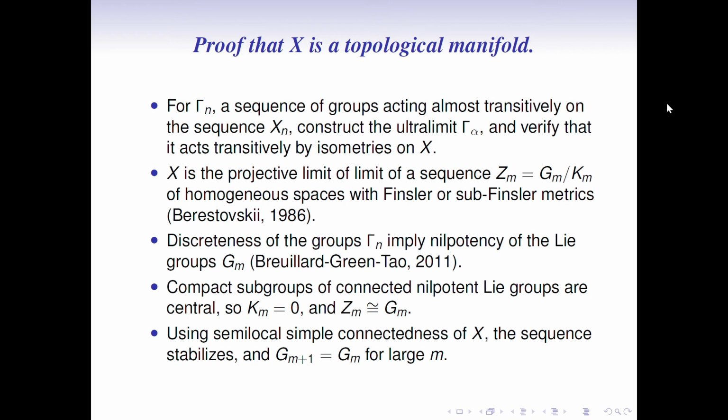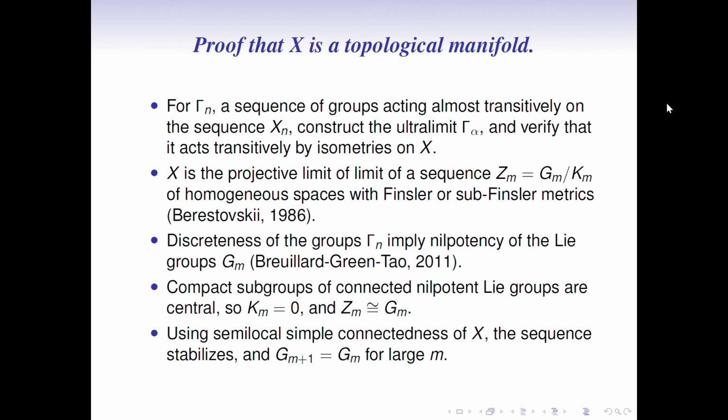In the 80s and 90s, Valery Berestovskii developed some general theory of locally compact homogeneous length spaces. In particular, he showed that X is the projective limit of a sequence of the form Gm over Km, where Gm is a Lie group, Km is a compact subgroup, and the quotient is equipped with a Finsler or sub-Finsler metric. The convergence of these quotients to the space X is way stronger than pointed Gromov-Hausdorff convergence, since Dm globally looks similar to X for large m. To prove this result, Berestovskii uses extensively the Gleason-Yamabe solution of Hilbert's fifth problem.